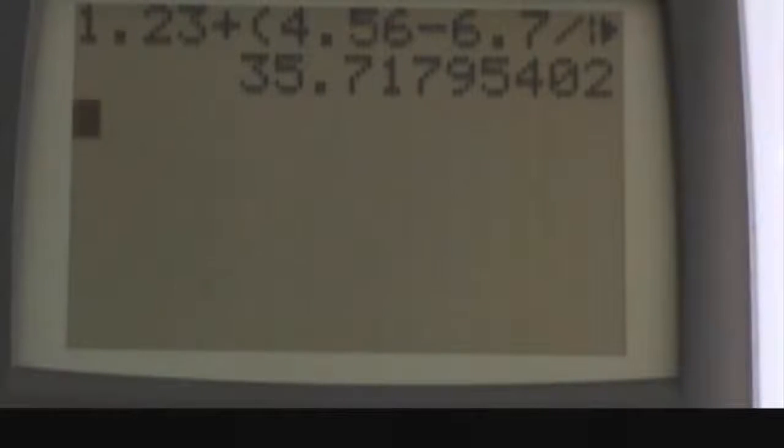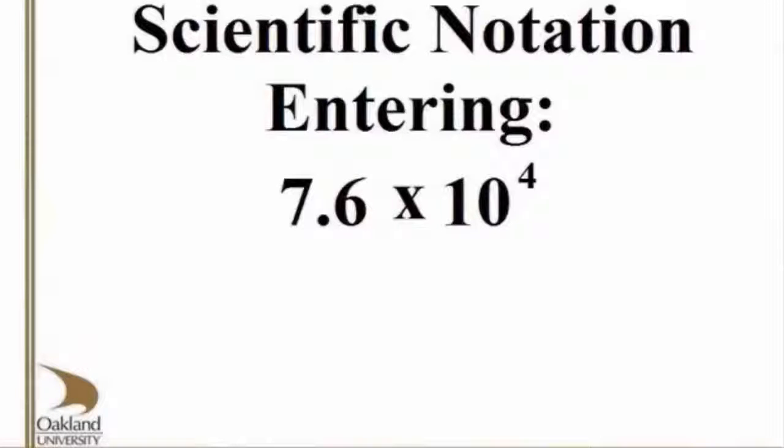35.72. In physics, our values will be in scientific notation. So the correct way of entering our values in scientific notation is important. So for example here, we see we have 7.6 times 10 to the 4th. So let's see how we enter this into a scientific calculator.